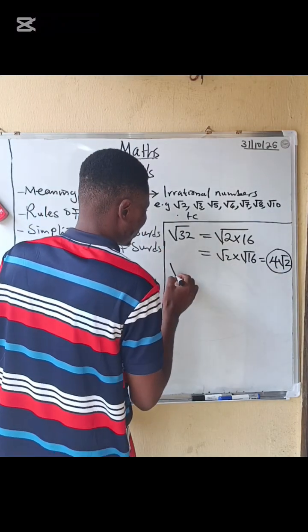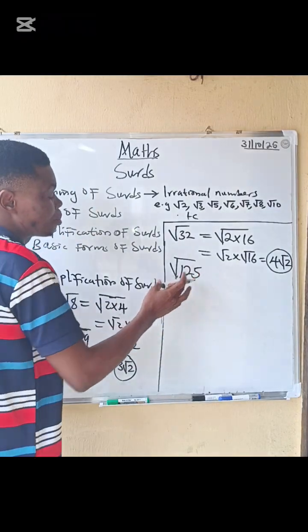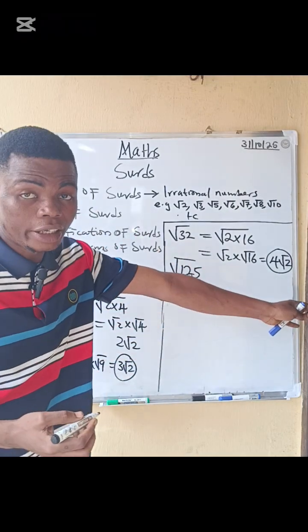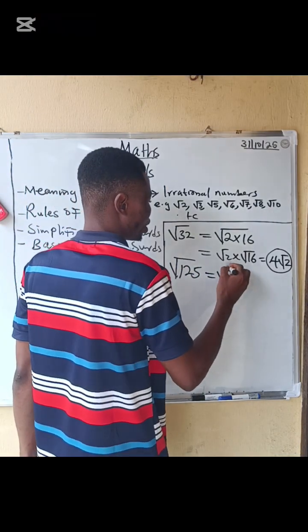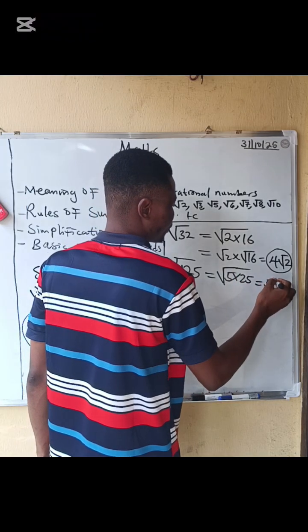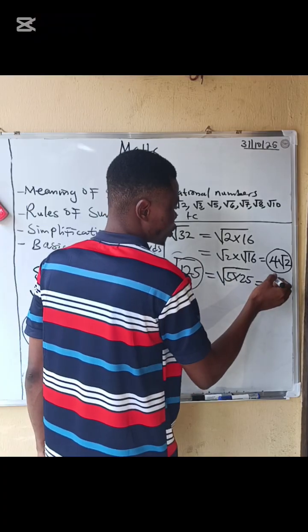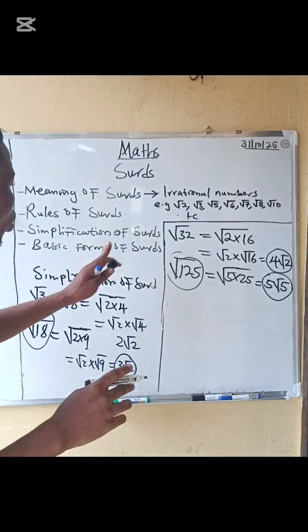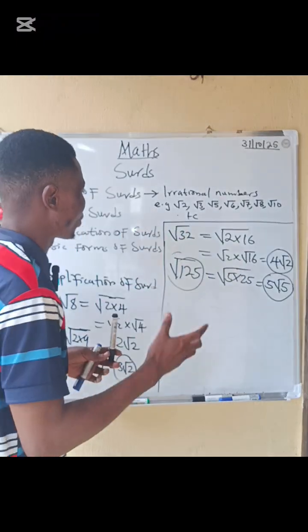Very simple. So how about you have root 125? If you are asked to simplify this, it simply means that you should take it to its basic form. So this one is going to be root 5 times 25. So from here we have 5 root 5. So the basic form of root 125 is 5 root 5. Very simple. So all these things that we are doing is simplification.